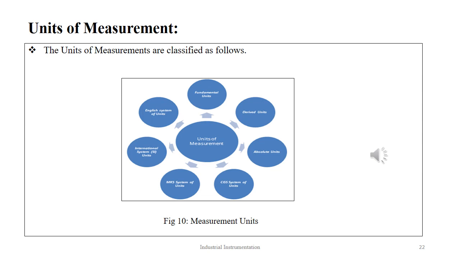Two factors are very important while conducting any measurement. First, the magnitude, and second, the unit of measurement. The units of measurement are broadly classified into the following types: fundamental units, derived units, absolute units, CGS unit, MKS unit, SI unit, and English system of units.